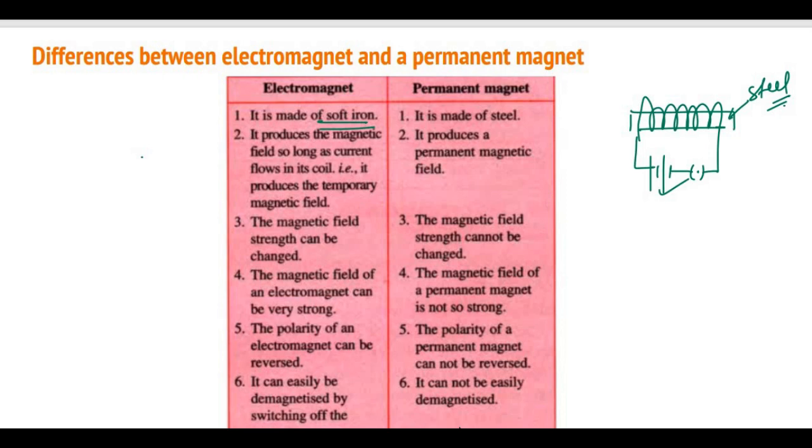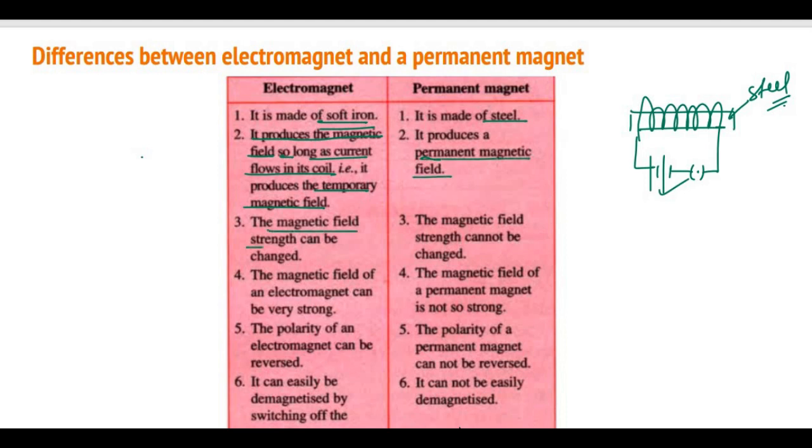But jab hum soft iron core use karte hain, this doesn't happen. The moment I turn off the switch, I mean I turn off the current, it no longer remains a magnet. And the moment the switch is put on, means current starts to flow, this becomes a magnet. So electromagnet is a temporary magnet, and permanent magnet is of course not temporary, it's a permanent magnet. Yeh likha hua hai, it's made up of steel. So electromagnet temporary magnet hai, kya likha hua hai? It produces magnetic field as long as current flows in the coil. That means it produces a temporary magnetic field. On the other hand, permanent magnet produces a permanent magnetic field.